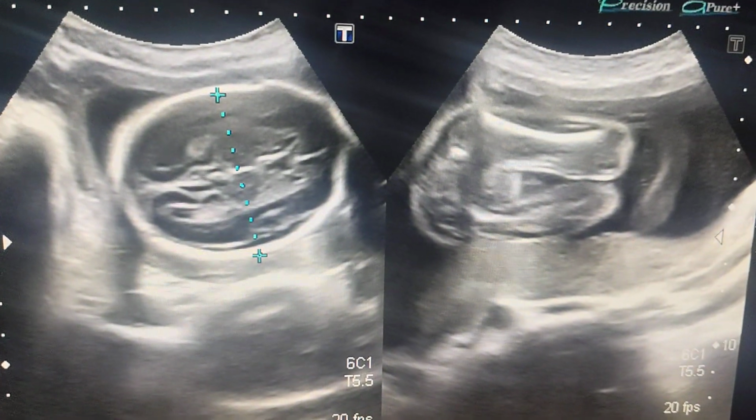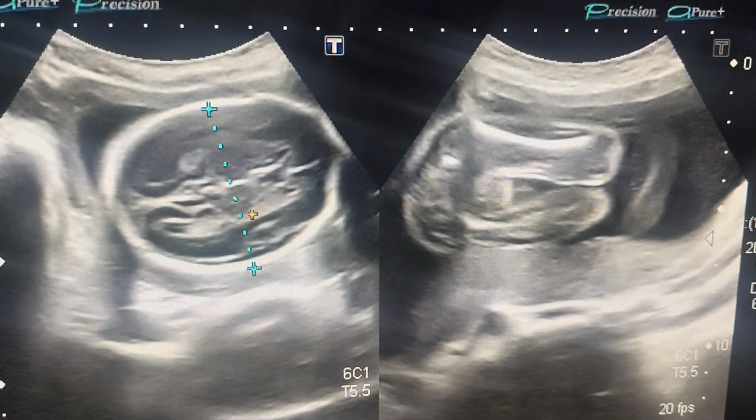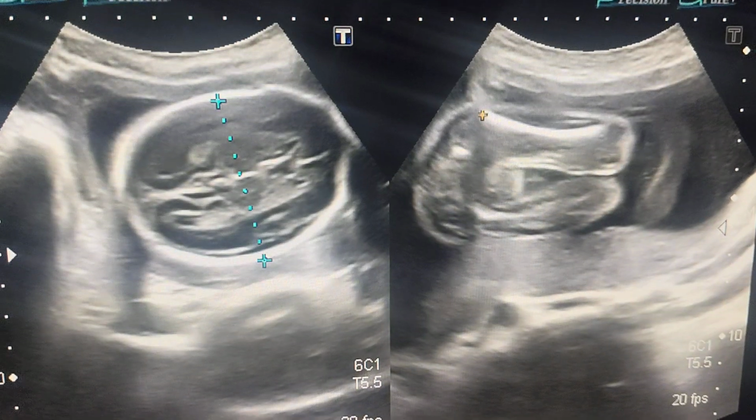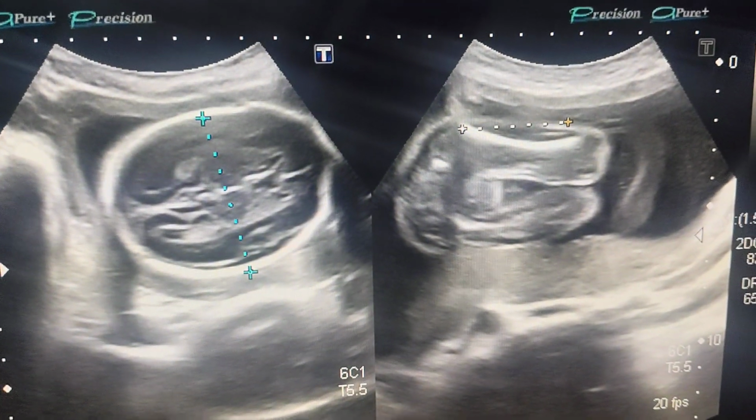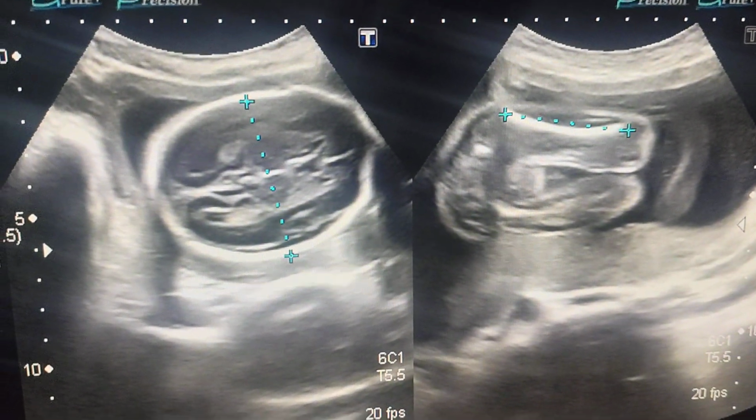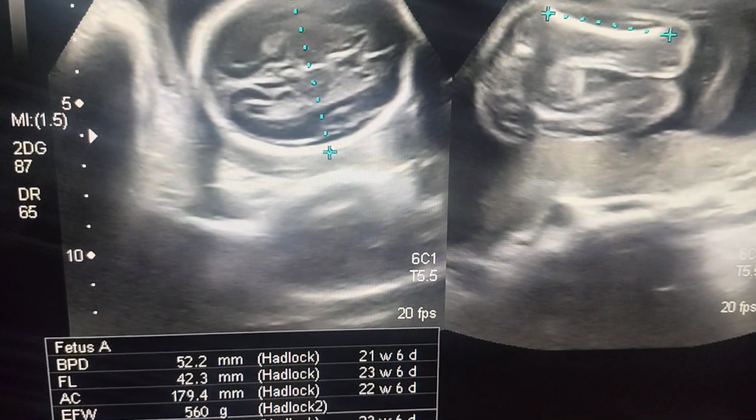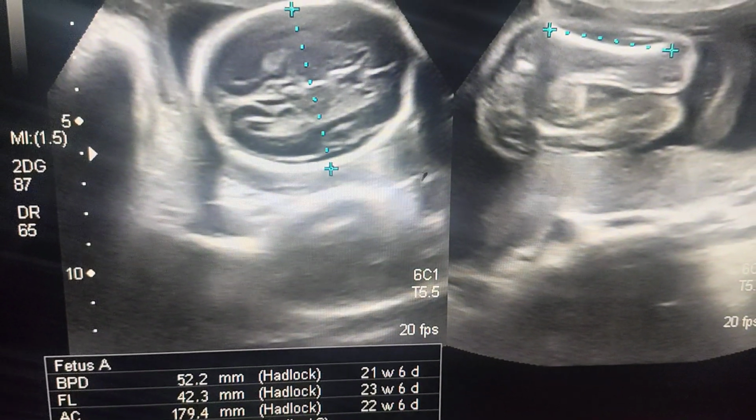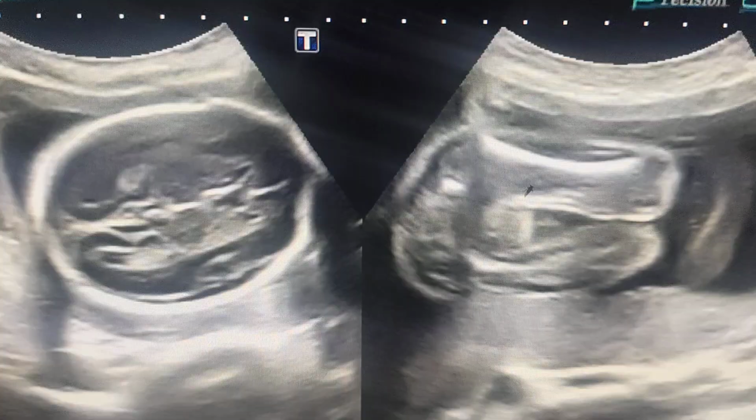Second parameter is femur length. So this is how we measure femur length. So the result came 42 mm, which measures 23 weeks 6 days.